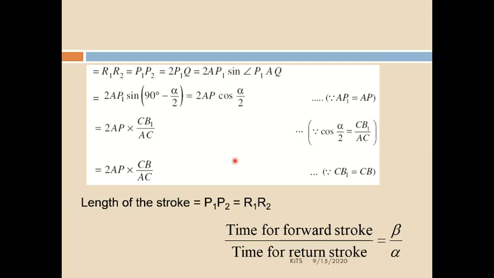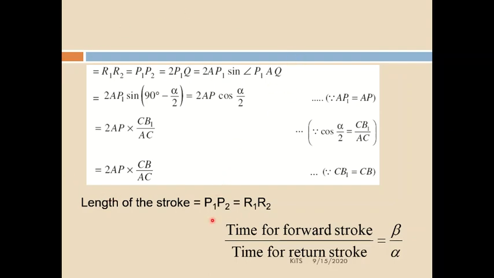So this derivation, we got this equation from this derivation. Okay, we got this beta by alpha formula. We have a problem based on this. I will show you the problem. So this formula is derived from this derivation.